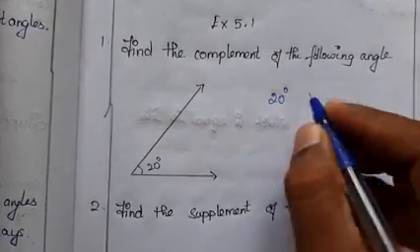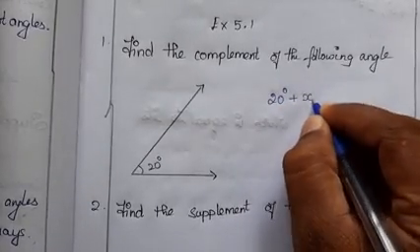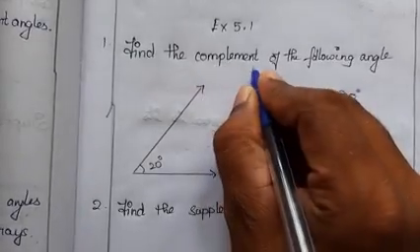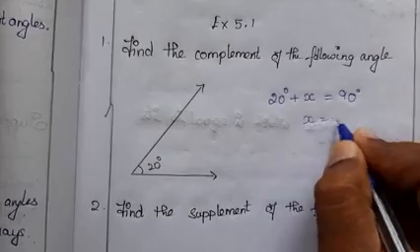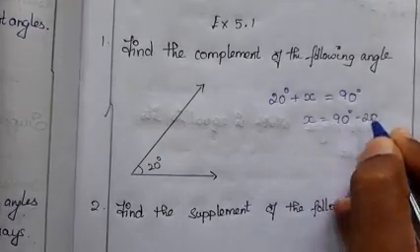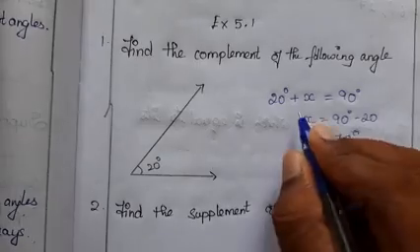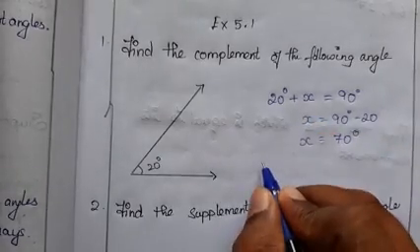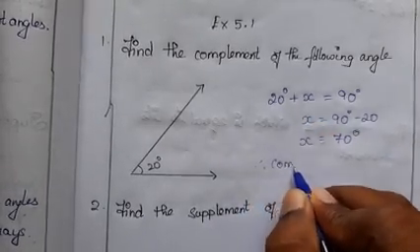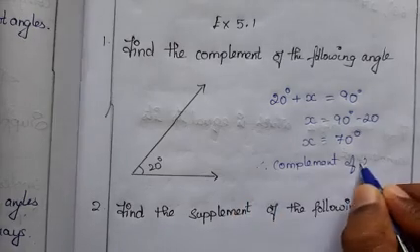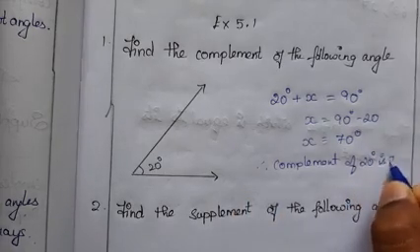We don't know the second angle, so let me consider it as x. So 20 plus x should be 90 degrees to become a complement, right? So x is equal to 90 degrees minus 20, and x is equal to 70 degrees. So 70 degrees is the complement angle. Therefore, the complement of 20 degrees is 70 degrees.